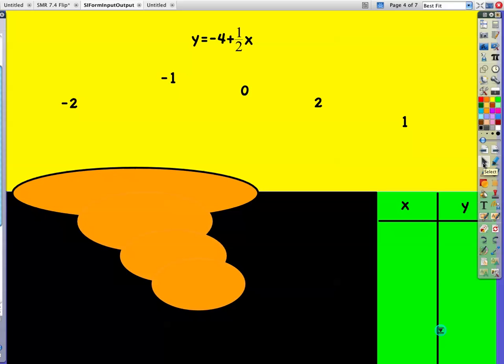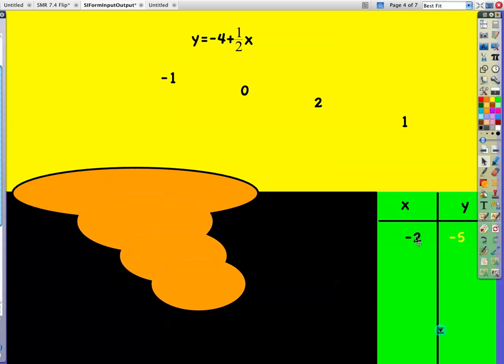We get to pick, and of course I only have the fave 5 up here, but you don't have to pick the fave 5. I pick one of these numbers and I put it in for x. So 1/2 times -2, if you need to grab your calculator, you can, but you should be able to know that 1/2 times -2 is -1, and then -1 plus -4 is -5. So if you put -2 into the equation, -5 comes out. I know it's hard to see there, but that's your first value in your table.